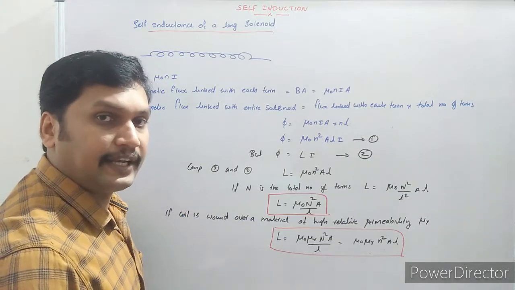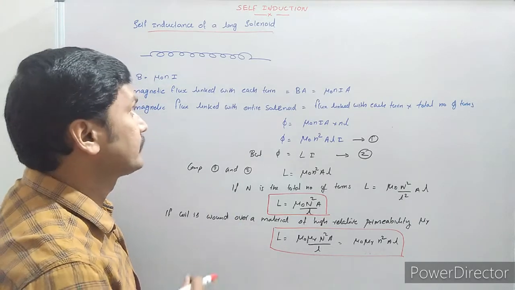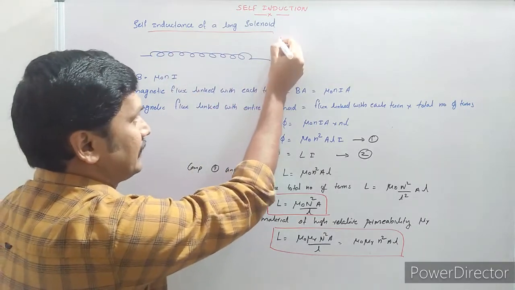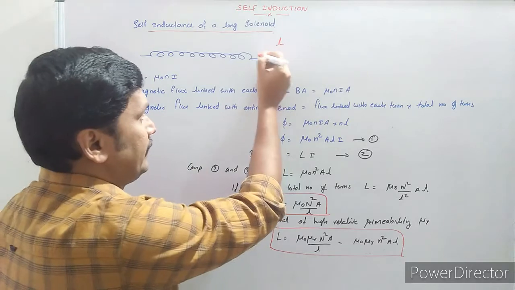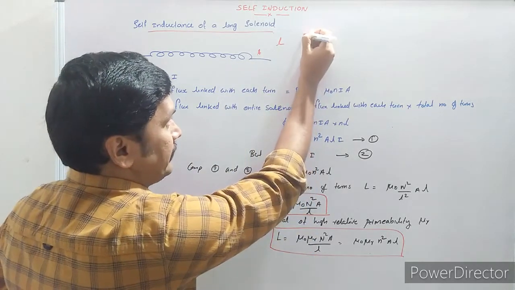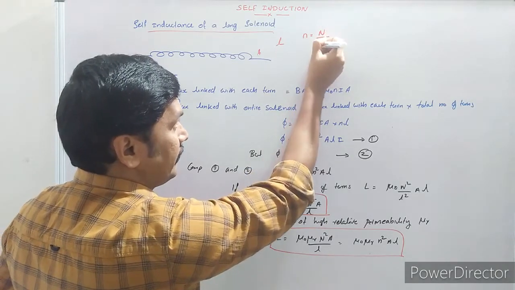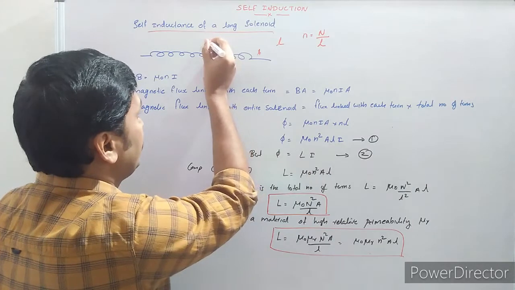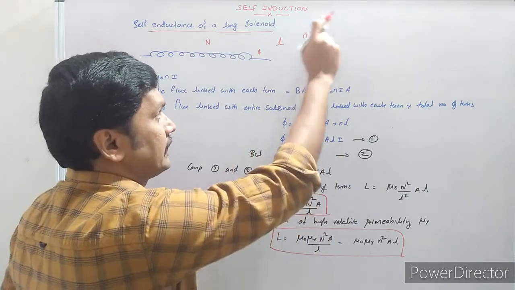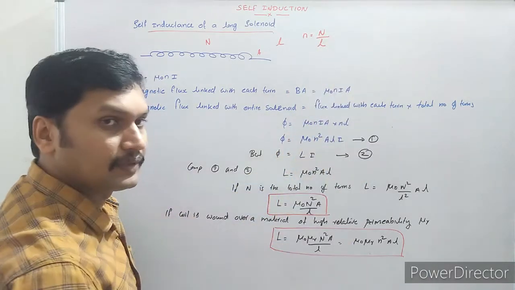Now let us find an expression for the self-inductance of a long solenoid. Here we have a long solenoid. Suppose l is the length of this solenoid and A is the area of cross section. Suppose it has a total of N turns, so the number of turns per unit length is small n is equal to capital N divided by l.